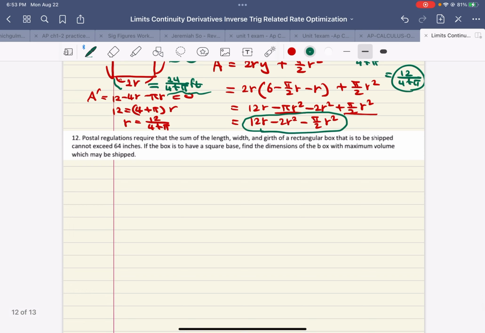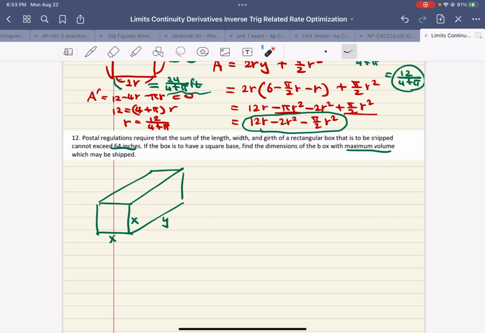Now number 12, the Poster regulation requires the sum of the length, width, and girth of the rectangular box to be shipped cannot exceed 64. Now, if the box is to have a square base, find the dimensions of the box with the maximum volume that can be shipped. So let's quickly draw. So the base is a square, let's say x by x, and the length is like this. Okay. So let's say this one is y.